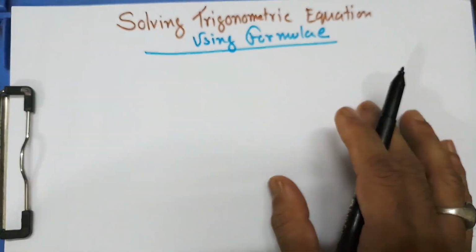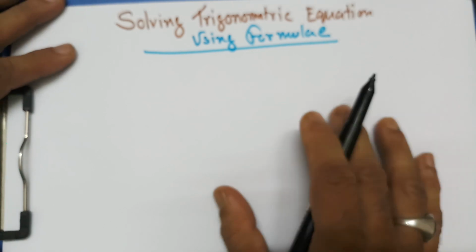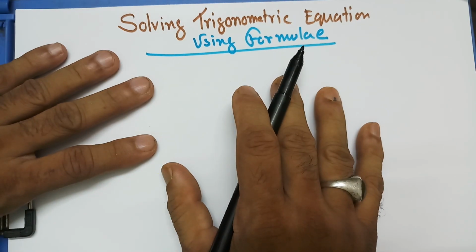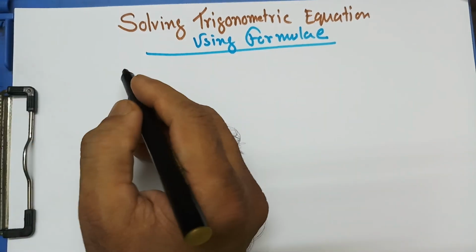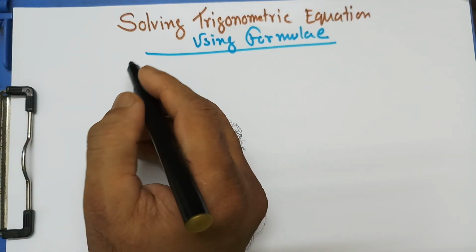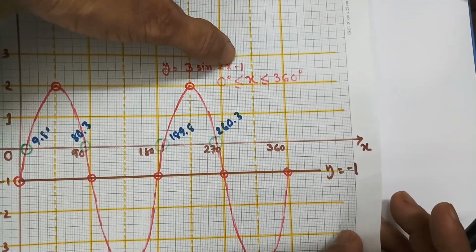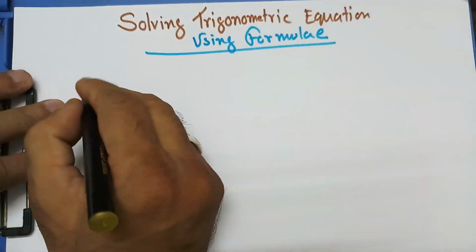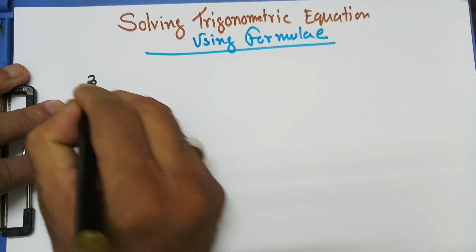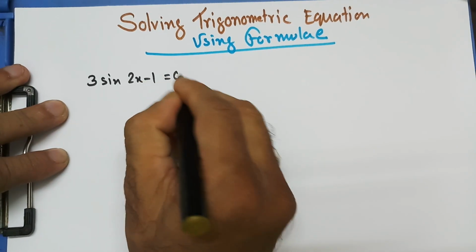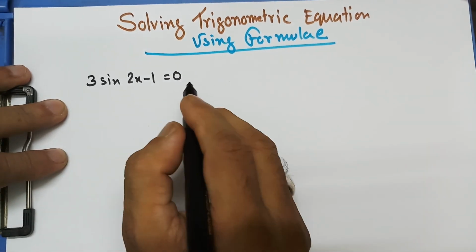Now I have done that manually, but today in this video, as I promised, I'm going to show you how you can solve this using the formula. Let's do the first graph, 3 sine 2x minus 1. I'm going to write this down: 3 sine 2x minus 1 equal to 0. I'm going to use this one.